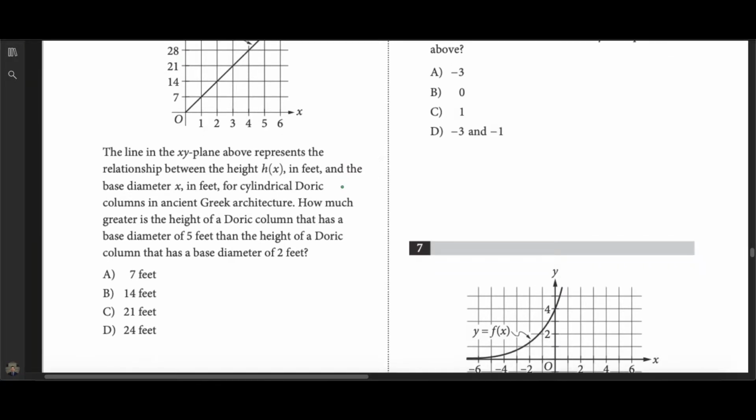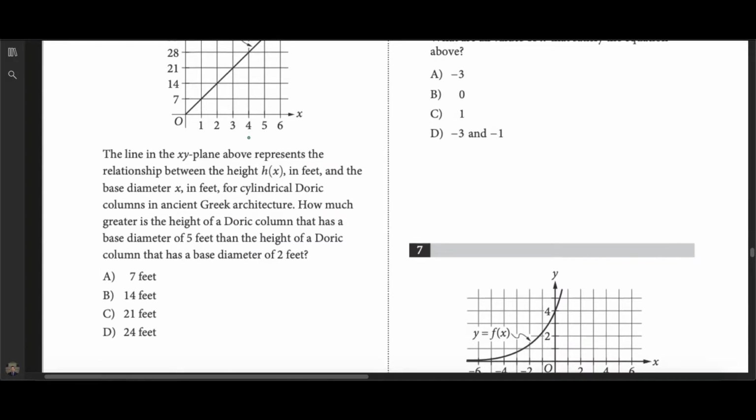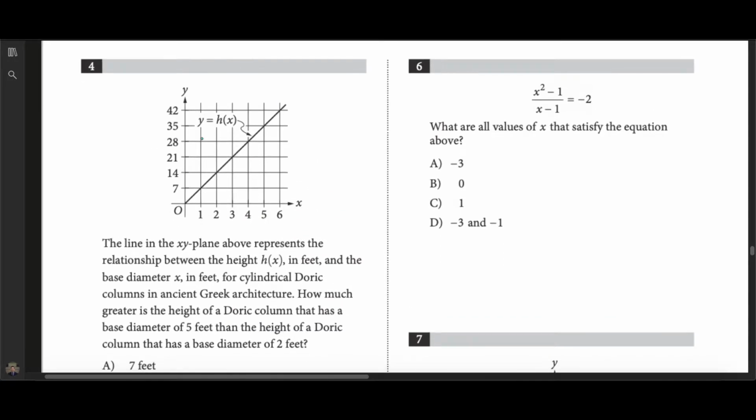All right, the line in the XY plane above represents the relationship between height in feet and the base diameter x in feet for a cylindrical Doric column in ancient Greek architecture. How much greater is the height of a Doric column that has a base diameter of 5 feet than the height of a Doric column that has a base diameter of 2 feet? Okay, so we already know that base diameter 5.